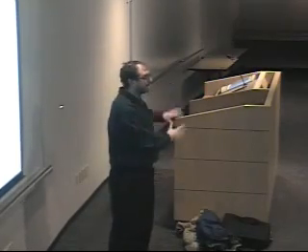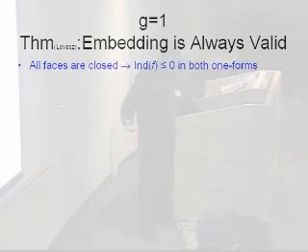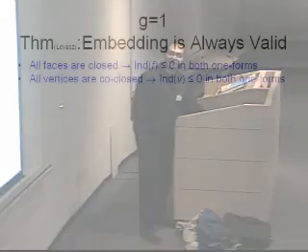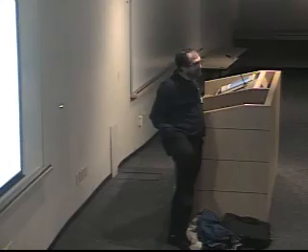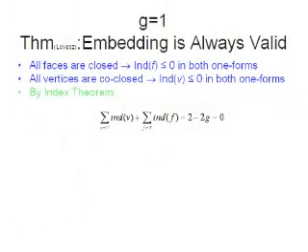Again, a completely different proof. We're going to prove this completely in one page using all the things we've already talked about. So here's the proof. All faces are closed by definition because it's harmonic. So the index is less than 0 in both one-forms. All vertices are co-closed, so their indices are less than 0 in both one-forms. This is actually easier than the disk case, right? Because there are no exceptions. Everybody is less than 0.